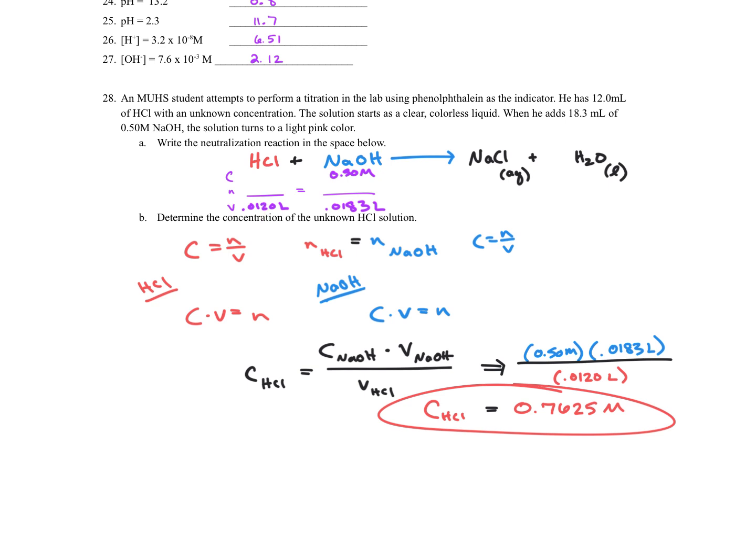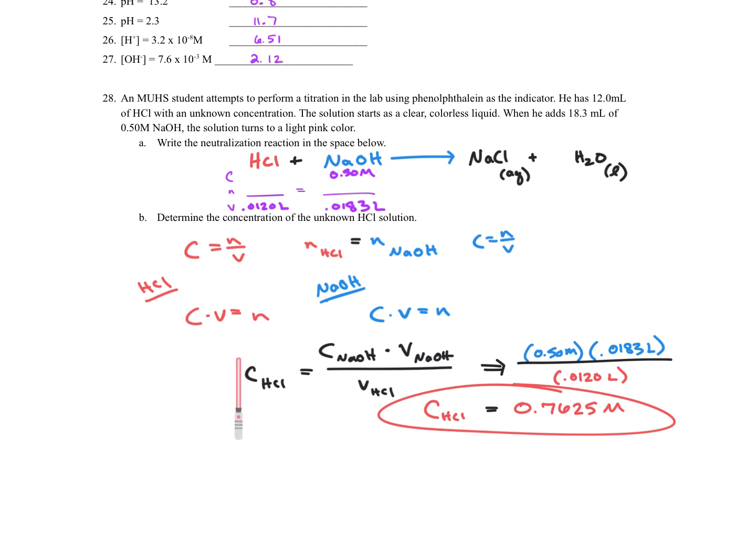So I tried to keep the color coding useful. So for both of them, you're using the same formula, C equals n over V. And the number of moles of hydrochloric acid needs to equal the number of moles of sodium hydroxide. If you rearrange the equation, you can see that concentration times volume will give you n. So that means the concentration of this times volume has to equal the concentration of this times its volume. So C_HCl V_HCl equals C_NaOH times V_NaOH.